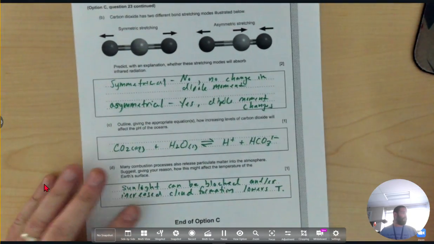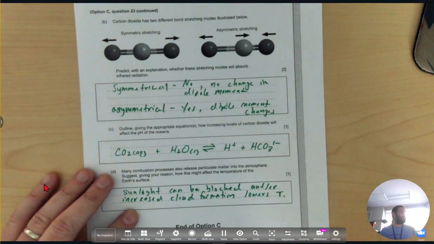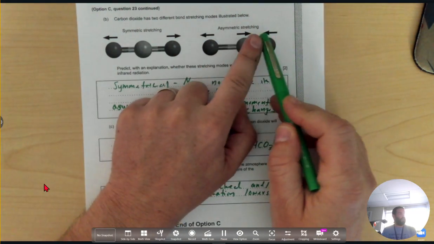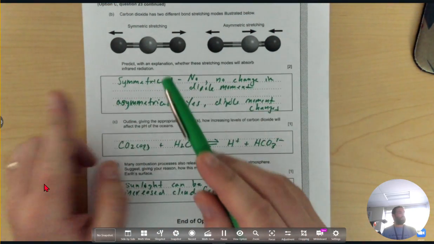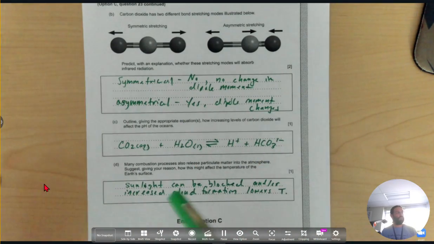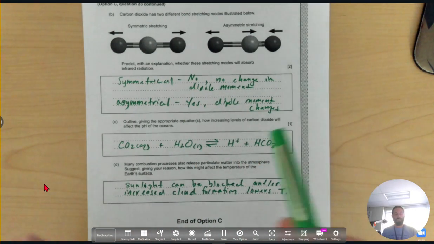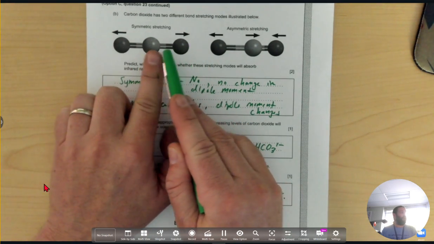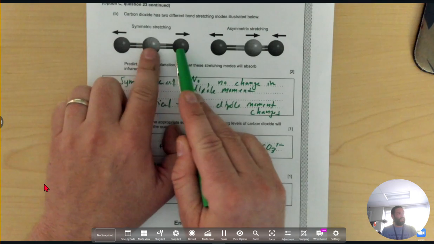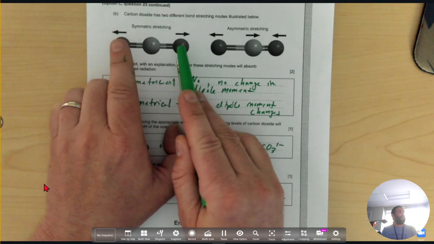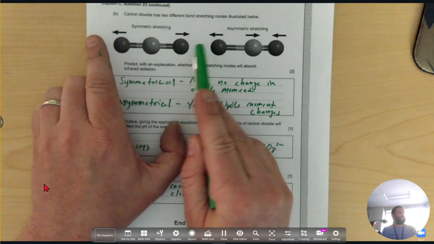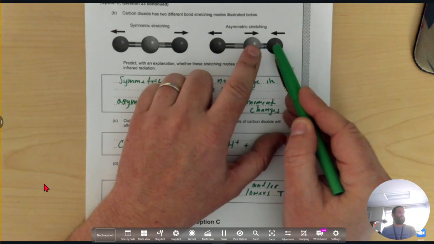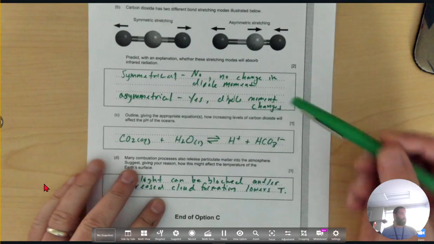All right, and finally, last page, carbon dioxide has 2 different stretching modes. So we could do symmetrical stretching and asymmetrical. Remember, in order for the stretch to cause the absorption of infrared, there has to be a change in the overall polarity of the molecule. So if we stretch these symmetrically, it does change the individual dipoles, but because we're doing it symmetrically, it doesn't change the polarity of the molecule. But if it's asymmetrical stretching, as this bond decreases, it changes the polarity, so yes.